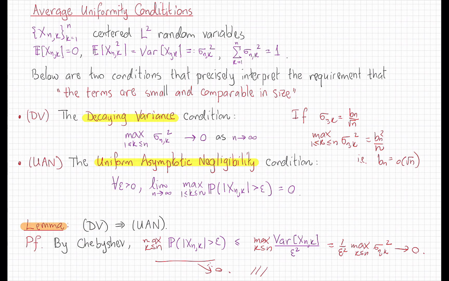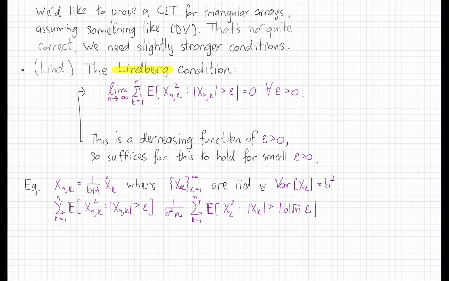What we'd love to do, motivated by our sharp counterexample on the first slide, is show that independence and decaying variances are enough to give the central limit theorem for a triangular array. But that's not quite enough. We're going to need something even a little stronger than the decaying variance condition, although we'll later quantify exactly how much stronger it is. We need the Lindeberg condition.